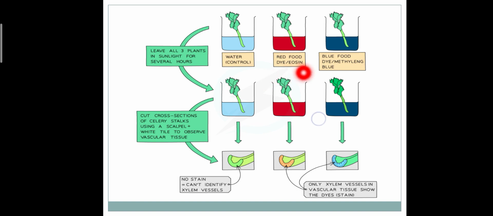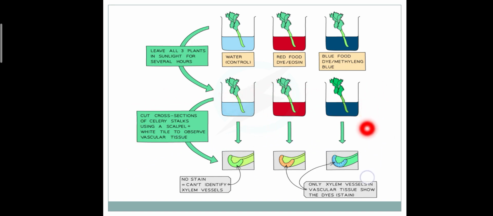Here are the three plants, and we have left all these three plants in sunlight for several hours. This is the plant that is placed in water, this plant is placed in red food dye, and this one is placed in blue food dye. After several hours, we cut out the cross section of the stalks using a scalpel on a white tile to observe the vascular tissues.